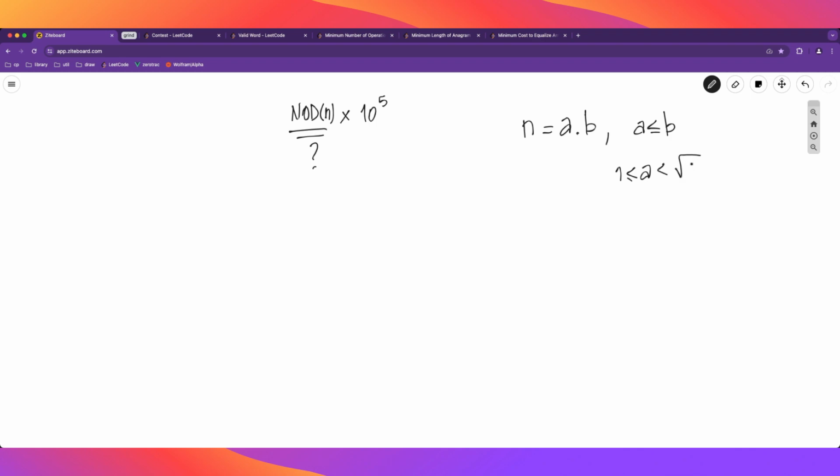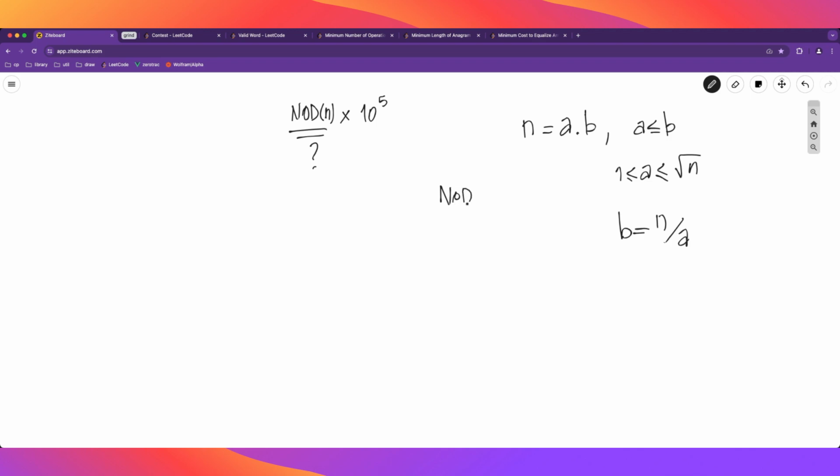It must be in this range, because if a, which was the smaller of the divisors, was greater than the square root, then when you multiply it by b, you would get something bigger than n, which is a contradiction. So that's why we can go over all the a's in this range, and we get the corresponding b by just doing n divided by a. This was going to be our b. And so that way we can find all the divisors, and this algorithm gives us this bound.